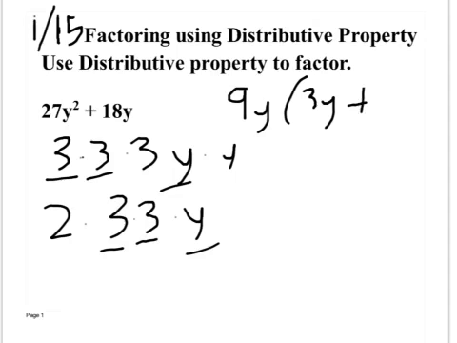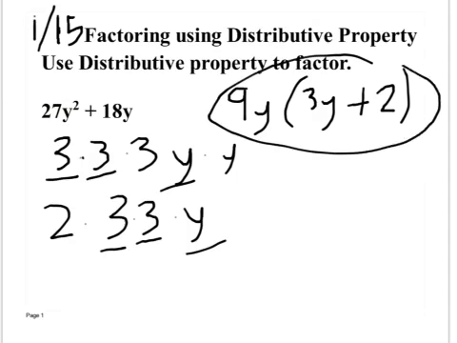2. Not 2y, just 2, right? Because what's 9y times 2? 18y. What is 3y times 9y? 27y squared. So this is our answer right here: 9y times the quantity 3y plus 2.